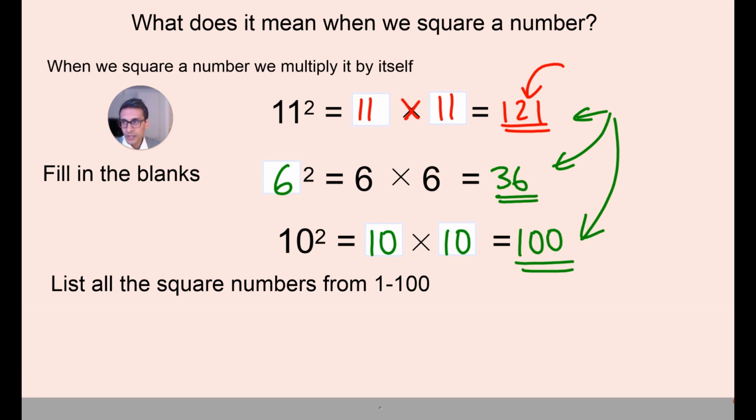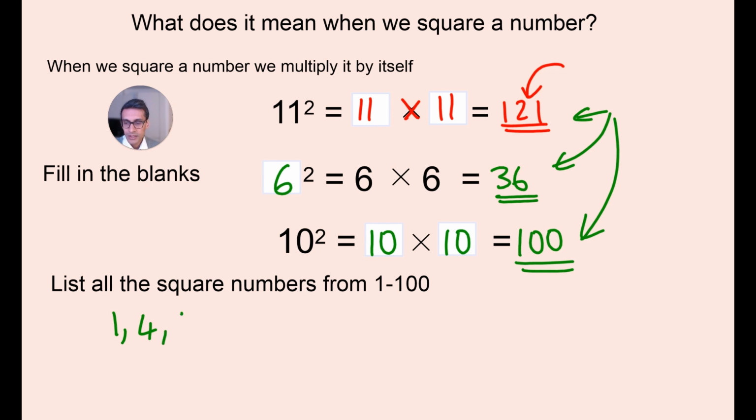Now take a moment to list all the square numbers from 1 to 100. So for example, 1 times 1 is 1, 2 times 2 is 4, 3 times 3 is 9. What are the rest of the square numbers up until you get to 100 here? Pause the video, have a go.